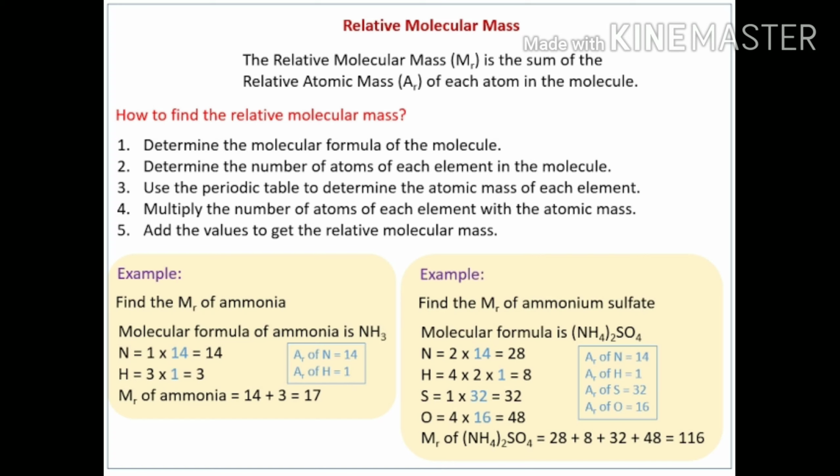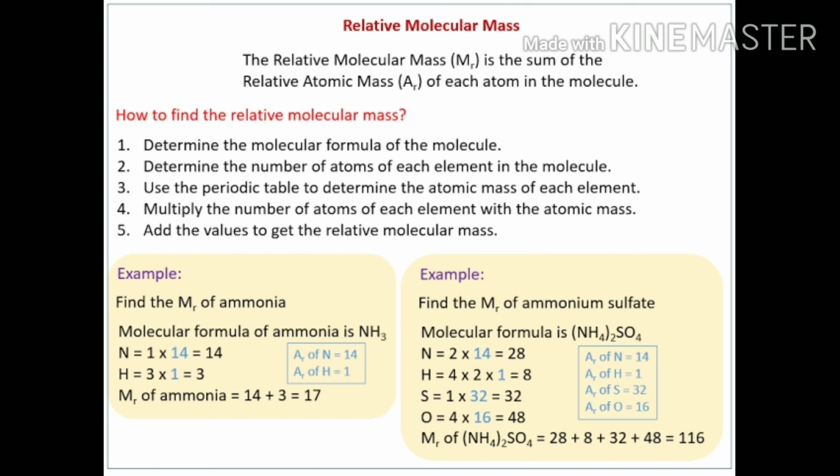See another example, ammonium sulfate. First you find the formula of ammonium sulfate. The formula is (NH4)2SO4. Then you find the number of atoms of each element in the molecule. Here nitrogen is multiplied by 2, so nitrogen is 2. Hydrogen is 4 into 2. Then sulfur 1, oxygen 4.